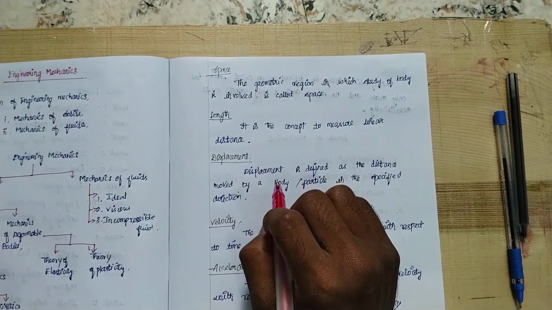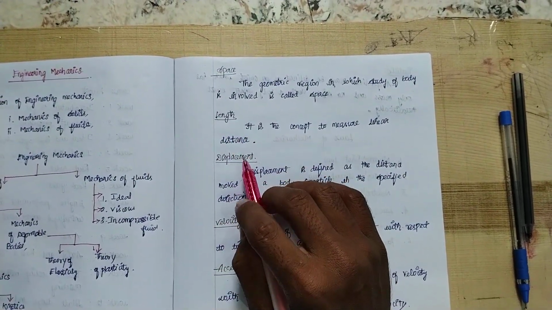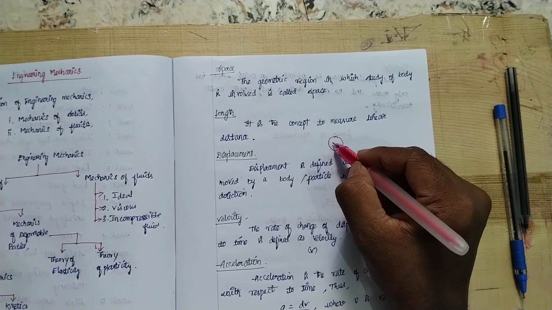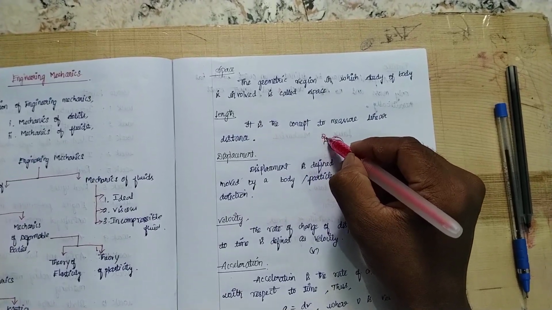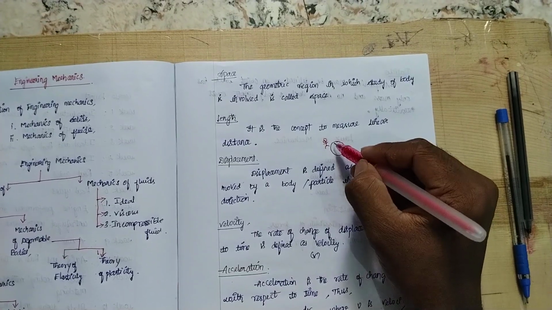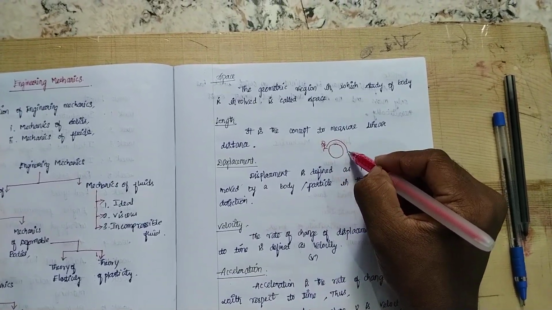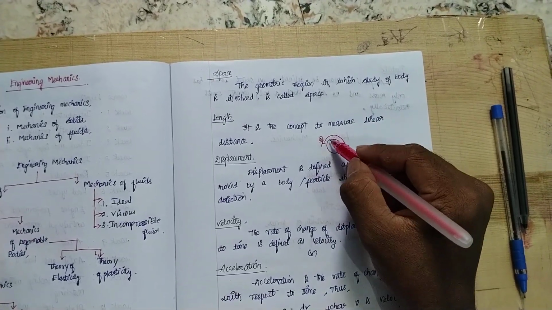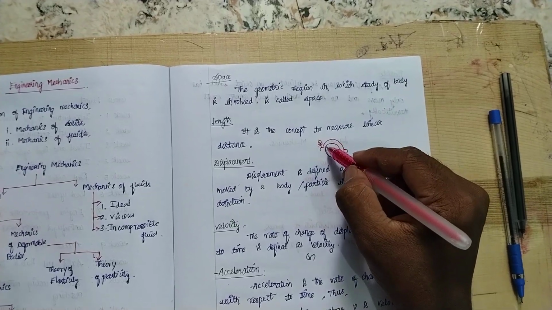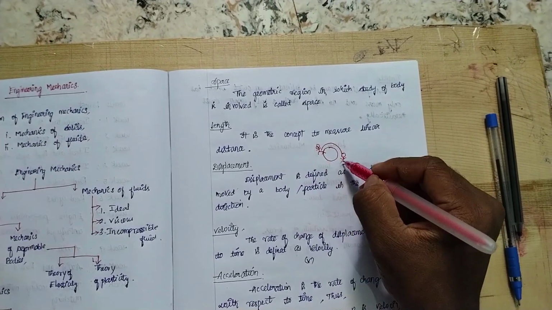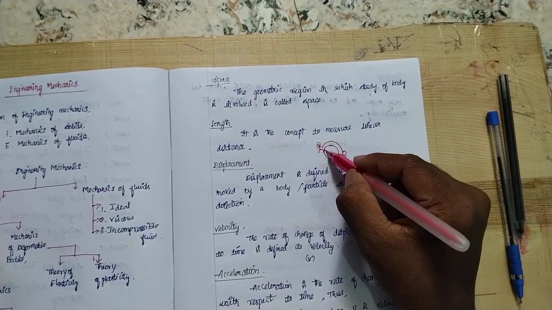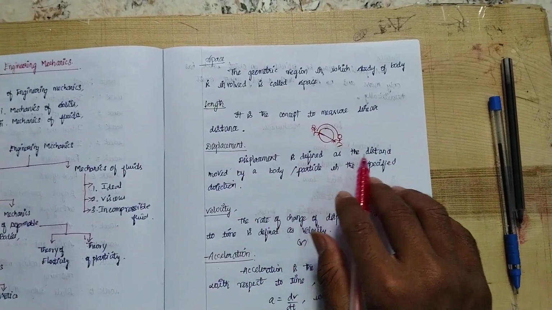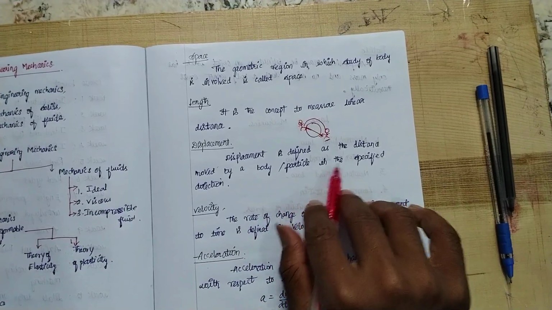Then what is meant by displacement? What is the difference between length and displacement? Consider this. I have a pond like this. I am standing here and I have to cross this. So I am going like this, and I reach the point. This is known as the length traveled. But what is the displacement? I have to displace from this point to this point. The shortest distance which we traveled is known as the displacement. Displacement is defined as the distance moved by a particle in a specified direction.